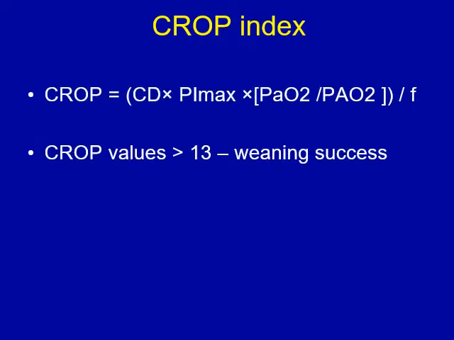Now coming to the CROP index. So here we have 4 factors: C is for compliance, R is for rate, O is for oxygenation, and P is for pressure, maximum inspiratory pressure. In case of the CROP index, it is given as dynamic compliance into maximum inspiratory pressure into PaO2 by PAO2, that is arterial to alveolar ratio, whole this divided by respiratory rate. So whenever this CROP value is more than 13, it indicates weaning success.